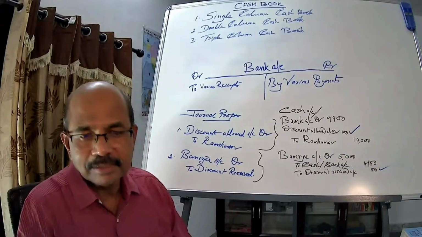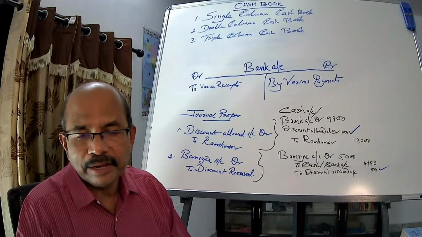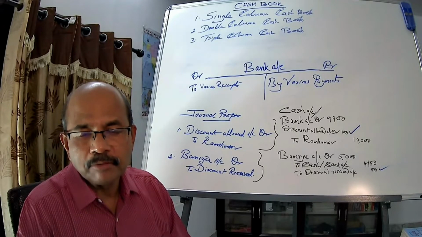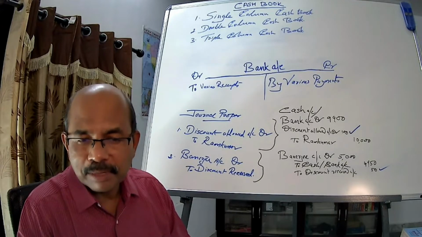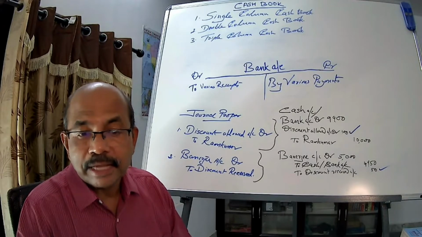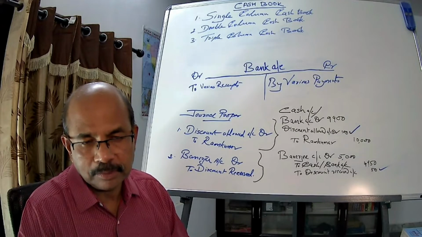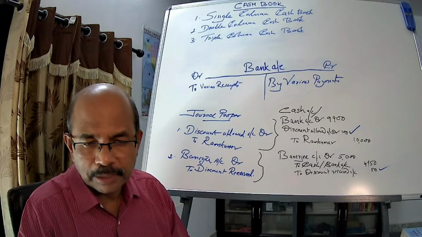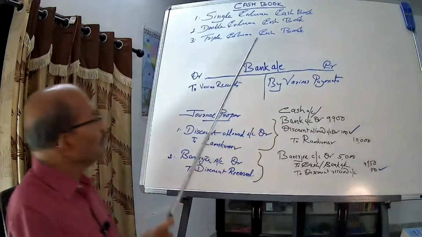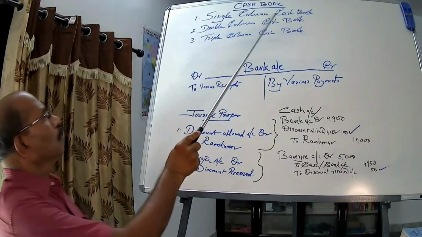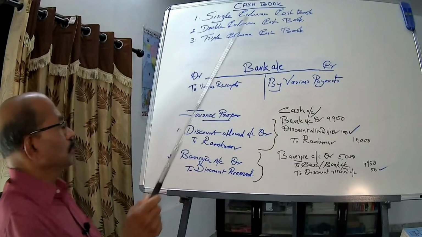Hi students, in my last class, we had discussed various subsidiary books. And also, I mentioned incidentally, cash book is the primary subsidiary book. We are taking up the cash book today. These are the various kinds of cash book: single column cash book, double column cash book, triple column cash book.